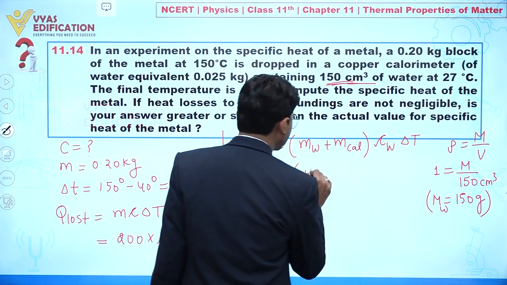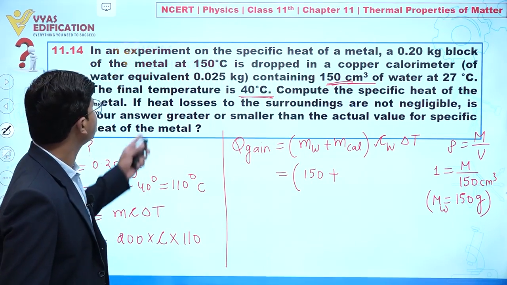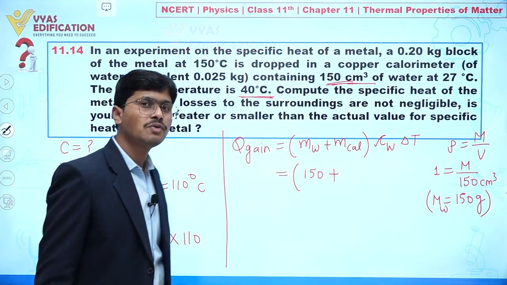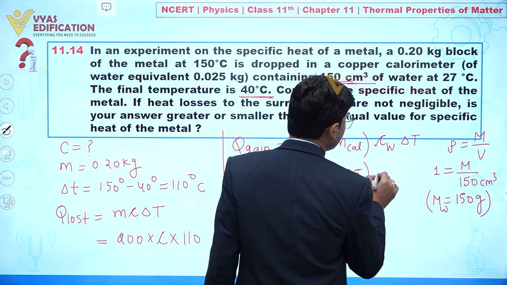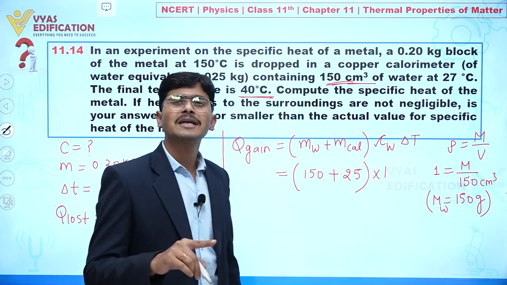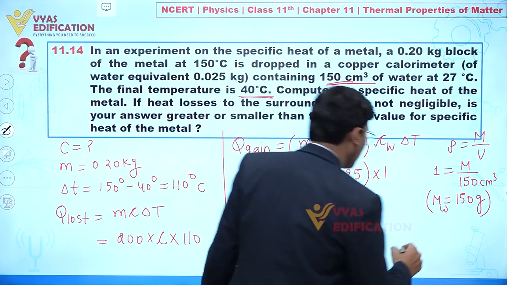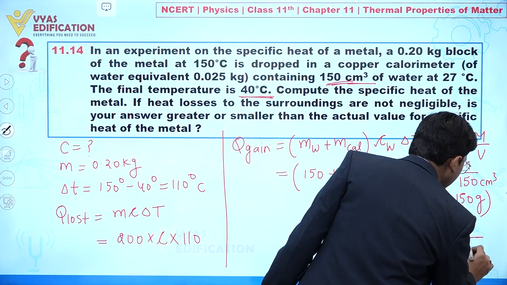So from here we can say this is 150 plus. What about mass of calorimeter? It is given, this is 0.025 kilogram. It means I can say this is 25 gram only. Clear? Specific heat of water is given by 1 calorie per gram per degree Celsius. Clear? Always keep in mind Cw value we have 1 calorie per gram per degree Celsius.